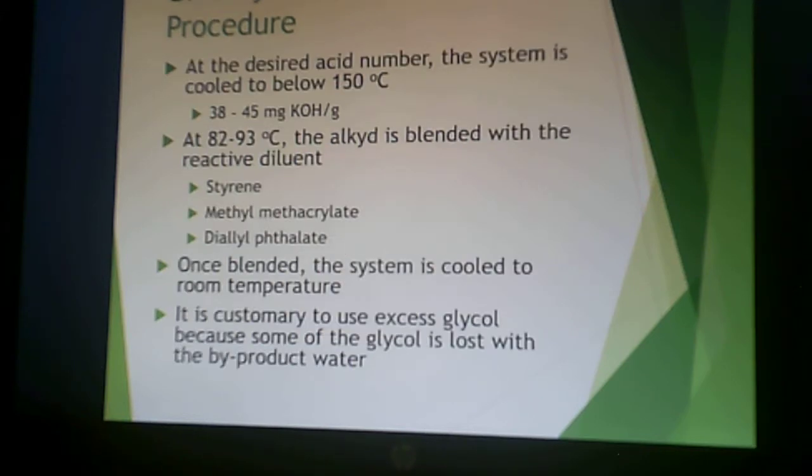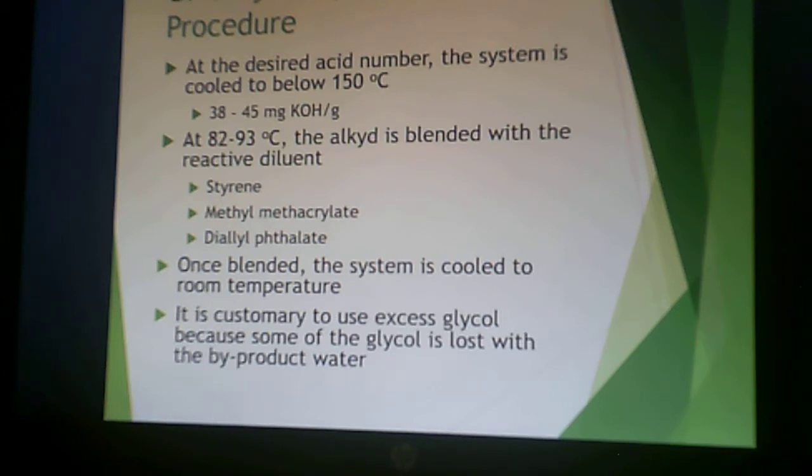So once you reach that desired acid number, by sticking some sort of thing in that reactor to scoop up a little bit and then go do a titration, you cool the whole system below 150 Celsius. When you get to about 82 to 93 Celsius, you blend that alkyd with a reactive diluent. And that lower temperature is important. You don't want to cool it all the way to room temperature because then it might be a solid. So you want it still to be at elevated temperature so it's somewhat liquid. But you don't want it to be too high because you're adding a potentially flammable reactive diluent to the system.